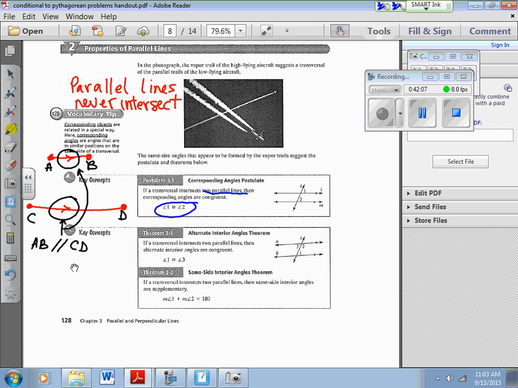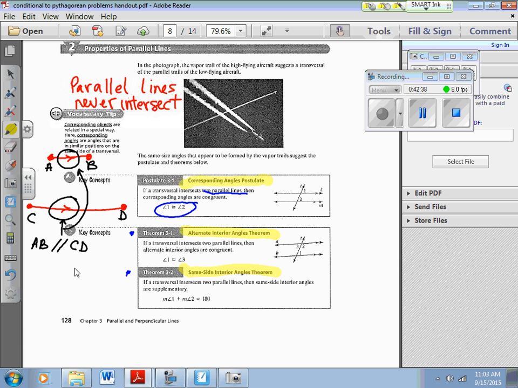All right, look at the next ones then. Alternate interiors and same side interiors. They are not the same. Highlight those words that we're going over: corresponding angles, alternate interior angles, and same side interior angles. All three of these are going to be used to help set up an equation so you can solve for some variable.